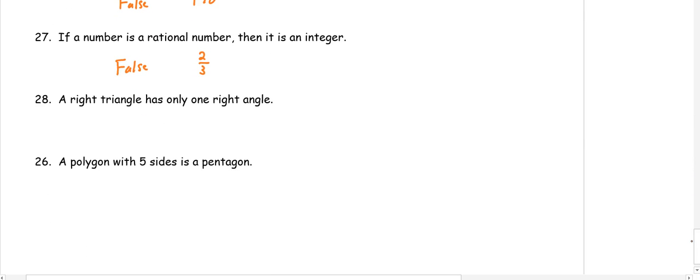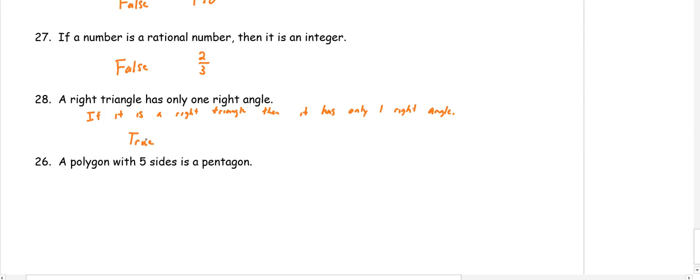28. A right triangle has only one right angle. So remember, we might need to put this into a conditional statement. So we could say, if it is a right triangle, then it has only one right angle. This statement's true because remember, we're going to learn that a triangle has 180 degrees. So if one of them is 90 degrees, we can't have another angle that's 90 degrees or bigger. So this is true.